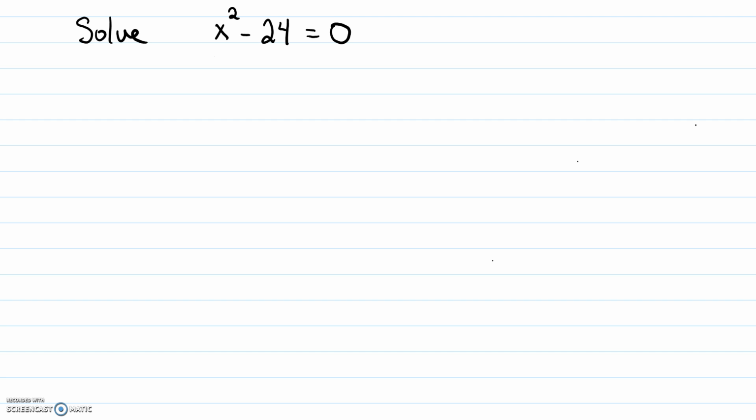Probably going to be the quickest way of solving this one, although you can use the quadratic formula to solve this, but the square root method is going to be much easier. So with the square root method, the first thing you need to do is isolate that squared term. So we need to move everything else to the other side of the equal sign. So just add a 24 to both sides. That's going to give us x squared equals a positive 24.